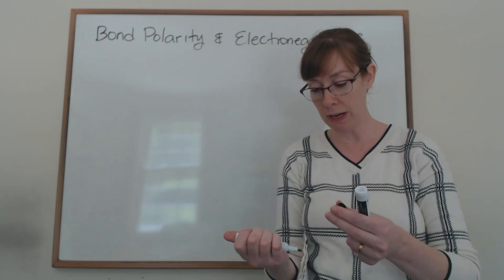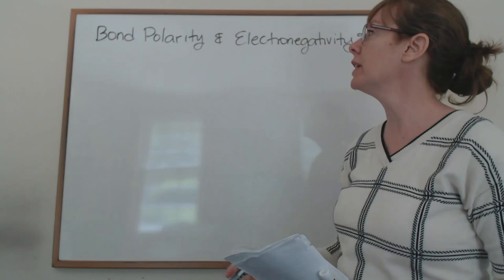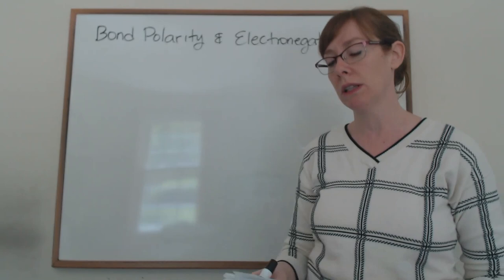I'm going to get my best marker here. All right, to explain this concept of bond polarity and electronegativity, I want to use three molecules and look at what's happening with the molecules to explain. I think it's the best way to do it. So let's go ahead and contrast these three molecules.